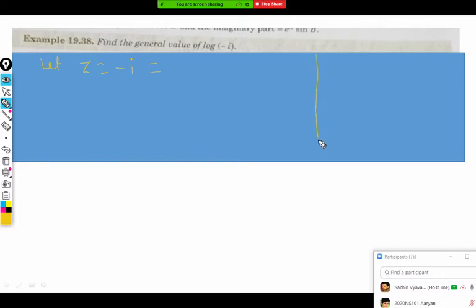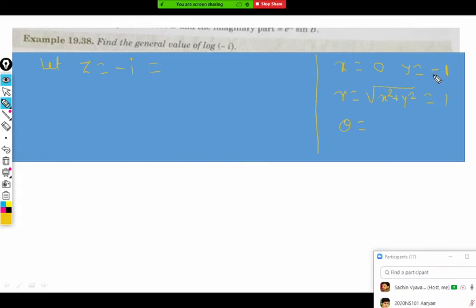You can write it in rough also. What are x and y? If you compare with x plus iy, what is the value of x? Sir, x is 0. And y is minus 1. What about r? r is 1, sir. r is 1. What about theta? Minus pi by 2. Yes, very good. It is tan inverse of y by x, tan inverse of infinity.